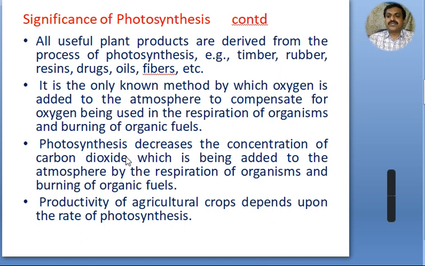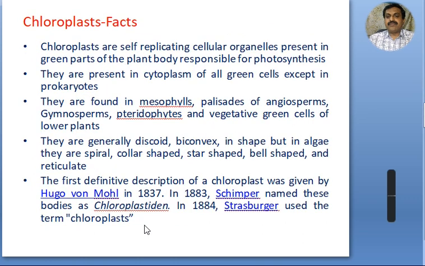As a result, the concentration of carbon dioxide in the atmosphere gets reduced, which is being added to the atmosphere by the respiratory process of the organisms and burning of the organic fuels. It is best explained in the carbon cycle. Productivity of agricultural crops depends upon the rate of photosynthesis. So, in general, photosynthesis is a constructive anabolic process.